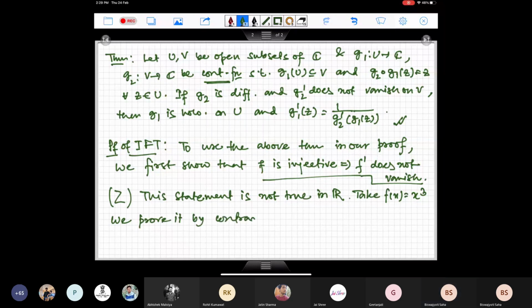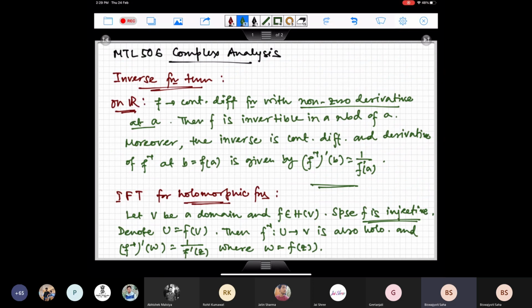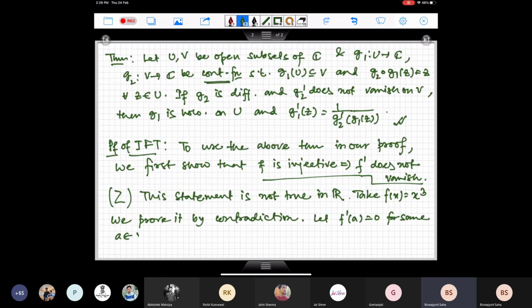Okay, so let us see if we can get through this. I have to show that the derivative does not vanish, right? So I'm going to assume that, so let f prime of a equal 0 for some a belonging to, I have my f, domain of f is v, right? So for some a in v. So I'm taking a point from v where the derivative is vanishing and I need to get a contradiction.